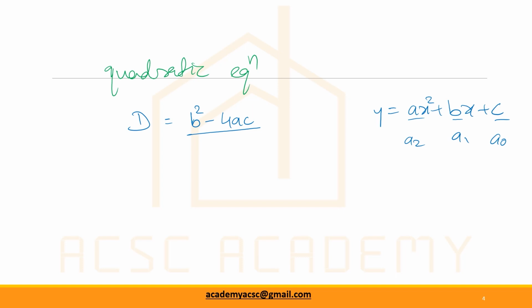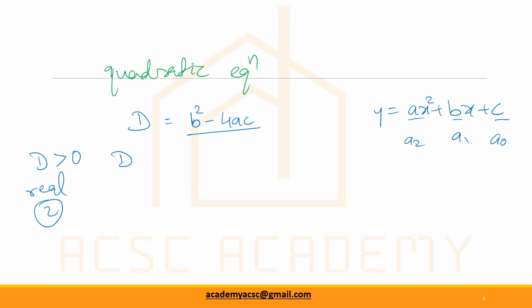And what is the use of this determinant? It tells us what the nature of roots of that quadratic equation is. If it turns out that D is greater than 0, then we have real roots for that equation. And how many roots will it have? 2 roots. 2 real roots it will be having.